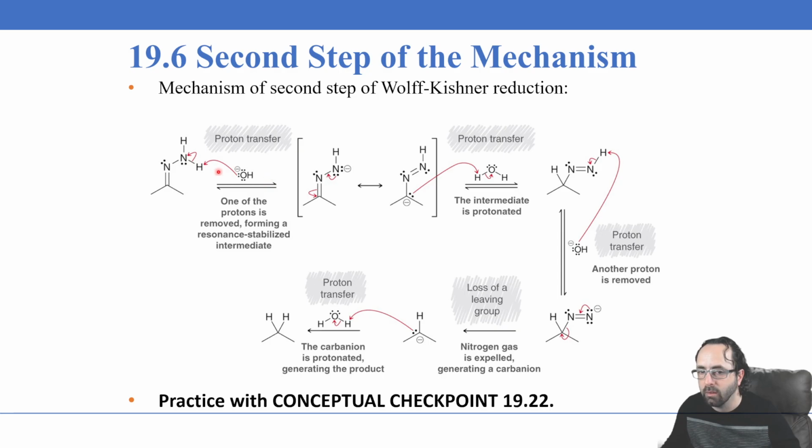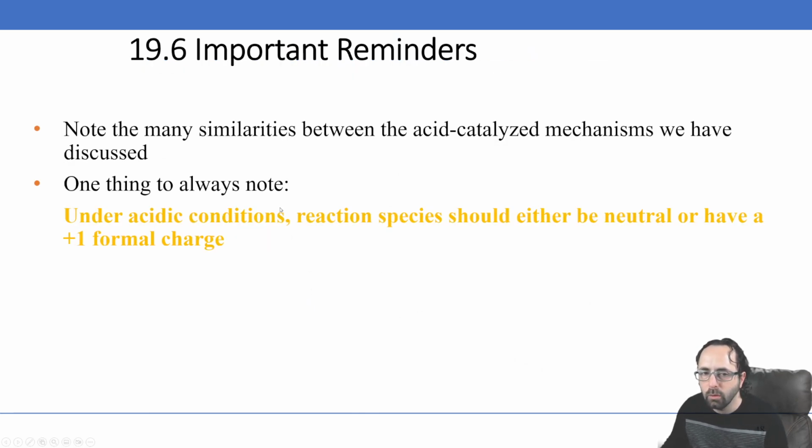In each case that occurs, right? So we have a catalysis by base, protonation of the base, deprotonation of the water, protonation of the base, deprotonation, and we recover the hydroxide. So note the many similarities between this mechanism and the acid catalyzed mechanism that we have discussed. One thing to note, under acidic conditions, the reactive species have to be either neutral or have a +1 formal charge. If it's got a -1 formal charge, that means it's probably going to be quite a good base, and it's going to get protonated by any acid. And so any species that would actually exist under these conditions would not be extreme.